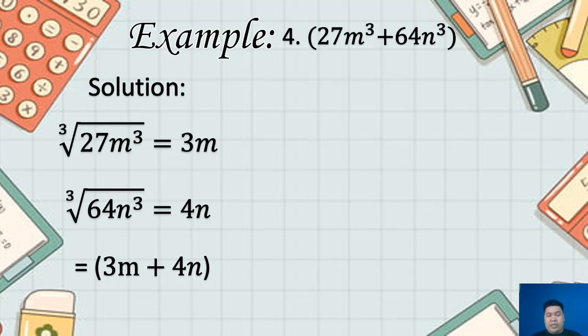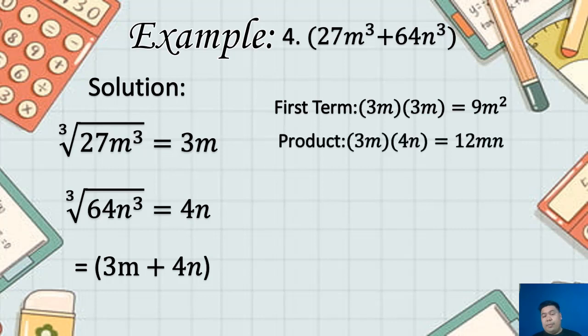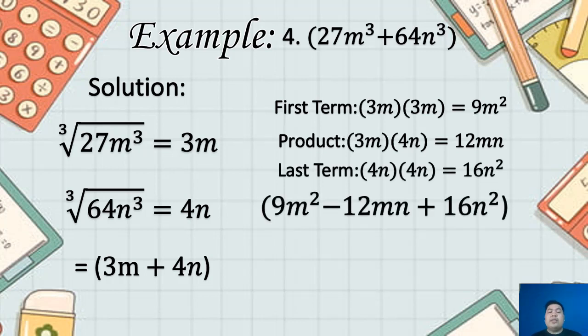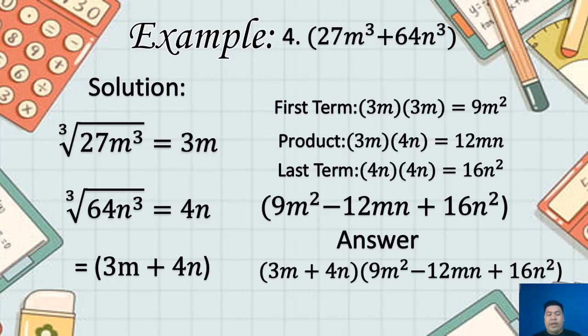In getting the trinomial, just remember, square the first term, which is 3m multiplied by 3m, which is 9m squared. For the middle term, get the product of the first and second, which gives 12mn. And lastly, square the last term, which is 16n squared. So we have the trinomial 9m squared minus 12mn plus 16n squared. Our final answer is to combine the binomial and trinomial: the quantity 3m plus 4n, then the quantity 9m squared minus 12mn plus 16n squared.